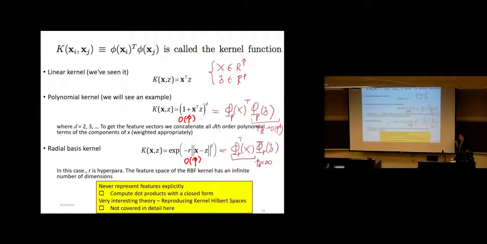Question about this? And there's a reason why you like this kernel. And also, of course, it's computationally efficient. There's only O(p) cost.